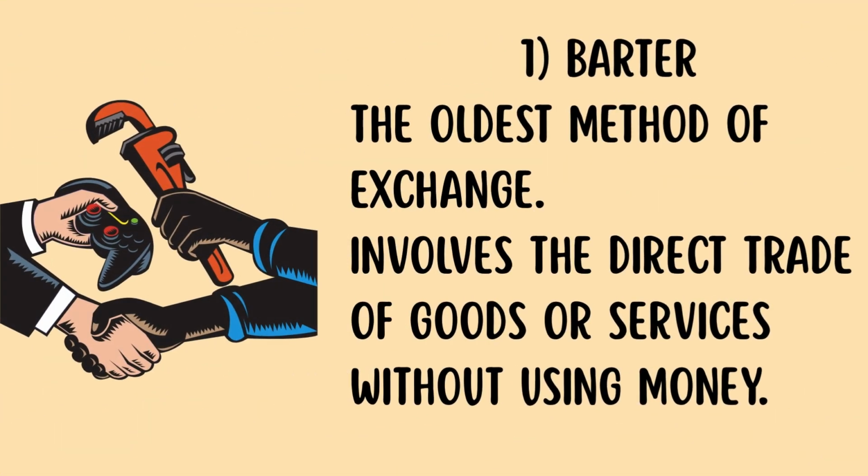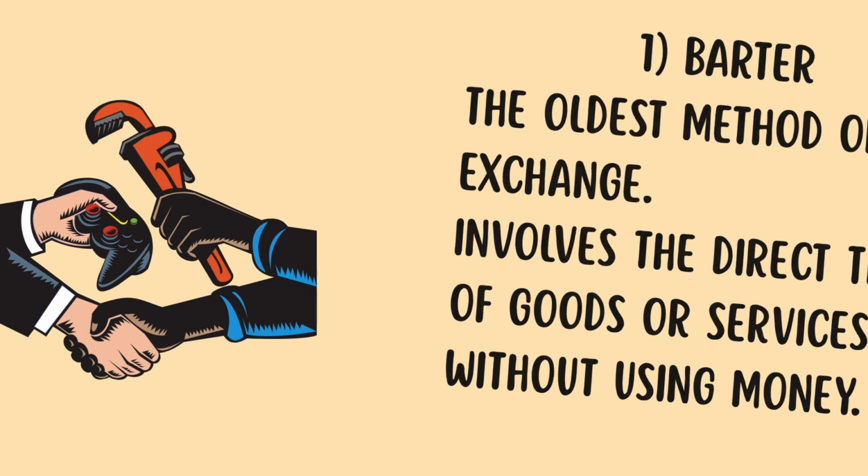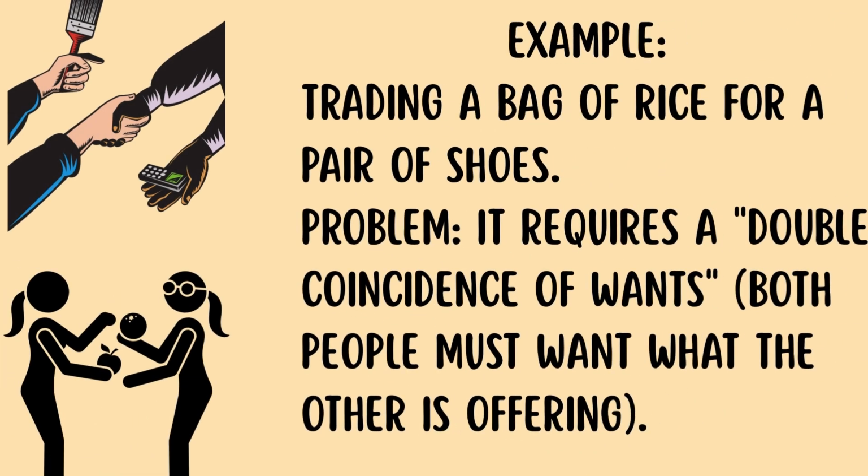1. Barter, the oldest method of exchange. This involves the direct trade of goods or services without using money. Here's an example: trading a bag of rice for a pair of shoes. Problem: it requires a double coincidence of wants. Both people must want what the other is offering.